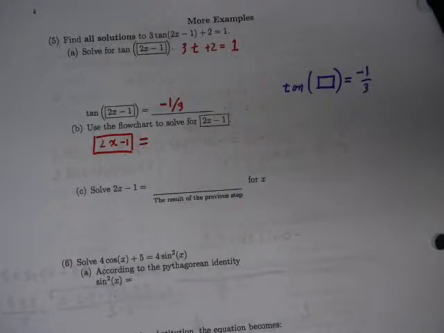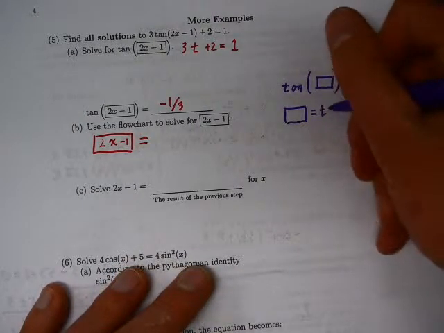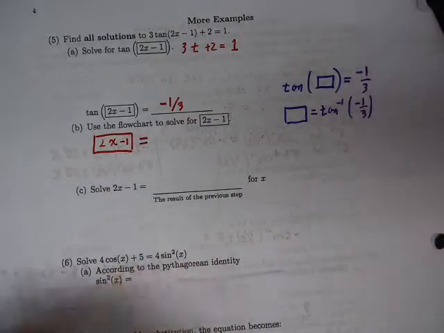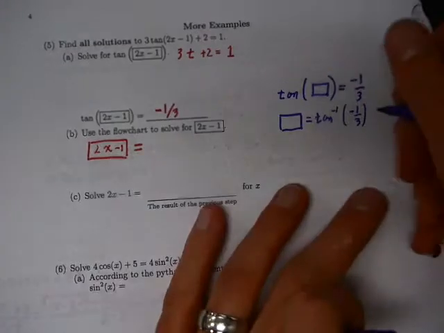Box equals inverse tangent of negative 1/3. Box is the same thing as tangent inverse of negative 1/3, that's the elementary solution. When you're thinking about tangent, how do you go from the elementary solution to all the solutions? Plus pi k, because tangent is a very periodic function.